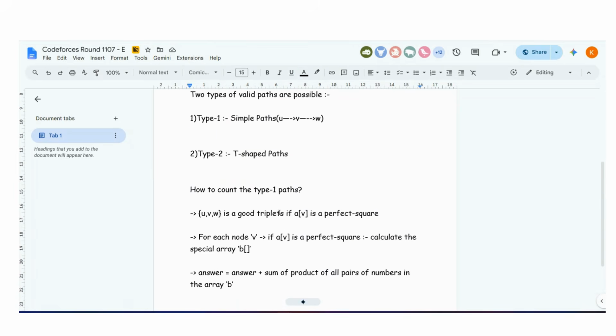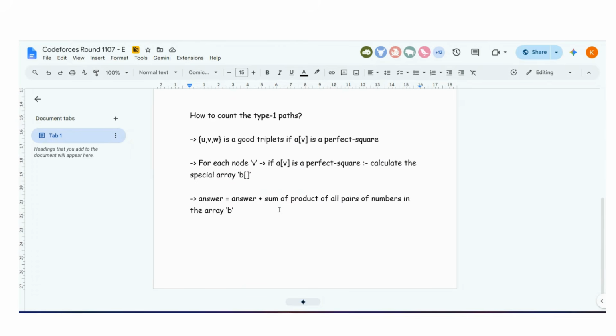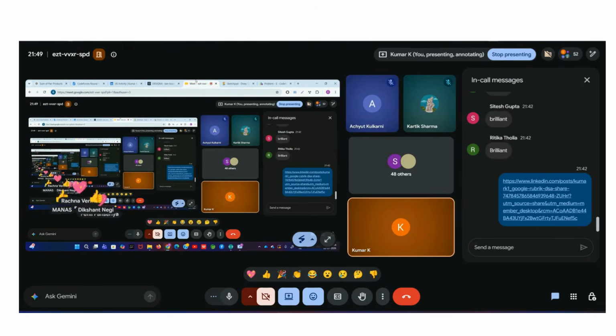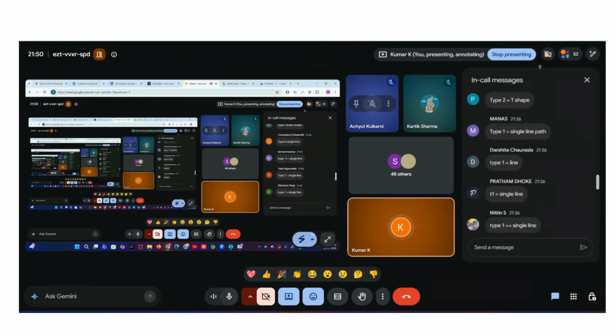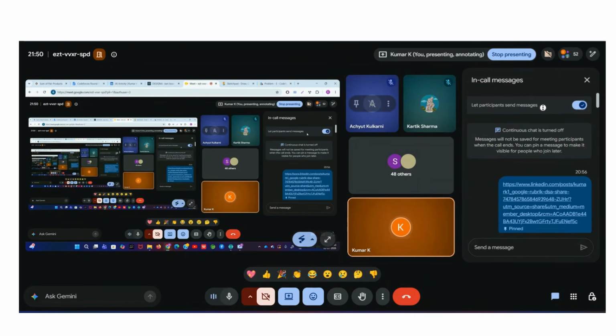You will understand how to calculate the sum of product of all pairs in O of n time, not O of n squared. Now the thing is, guys, how will we calculate the array b? How will you calculate the size of all the branches? If I open the Google chat, can you tell me for any node v, how can you immediately know the size of all the branches? Write your logic in the Google chat.